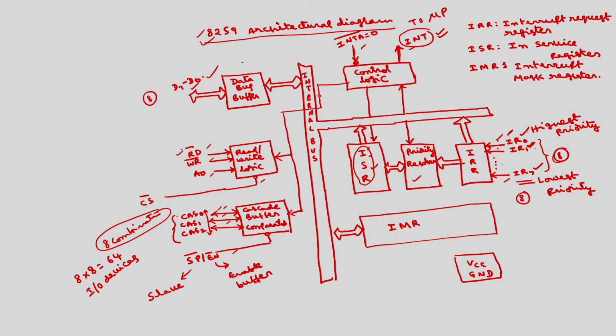And this read bar: whenever the microprocessor wants to read the status of the 8259 registers, this read bar will be 0. Similarly, write bar means the microprocessor will write something. A0 in connection with read bar and write bar will be used to select the various registers. These are the main functions. There is a slave processor mode, which will be used in cascading modes. So, enable buffer. How this 8259 will be cascaded we will discuss later.